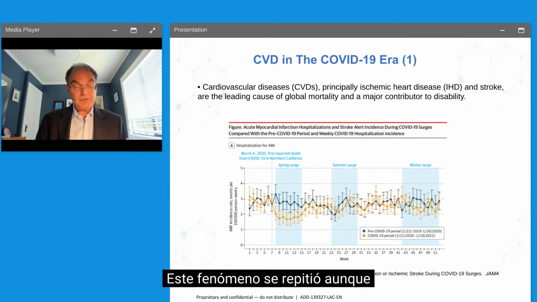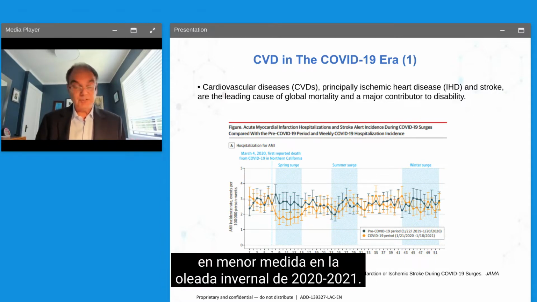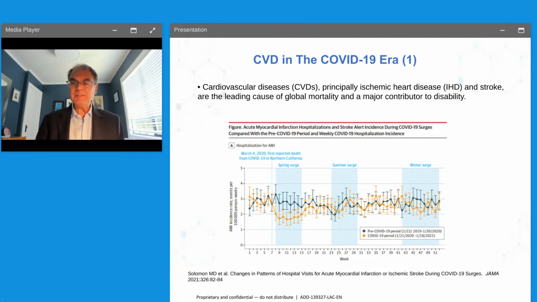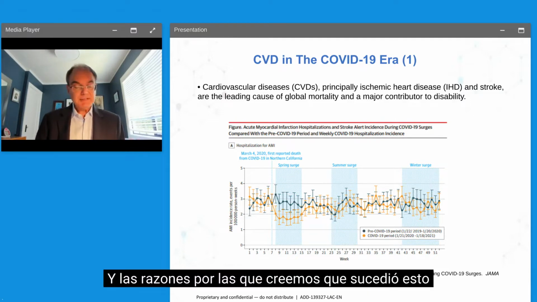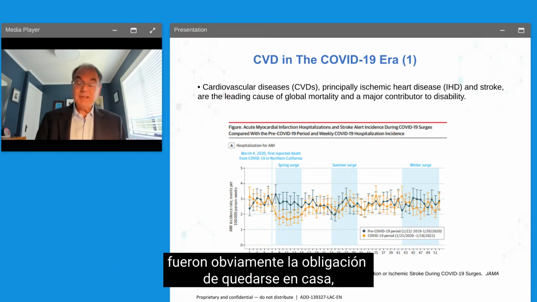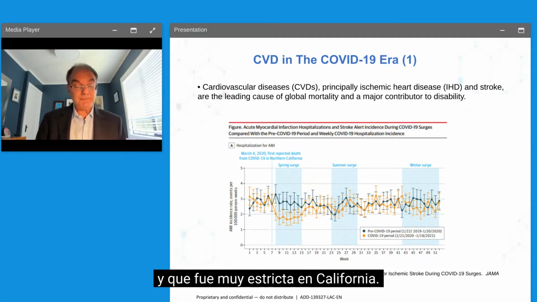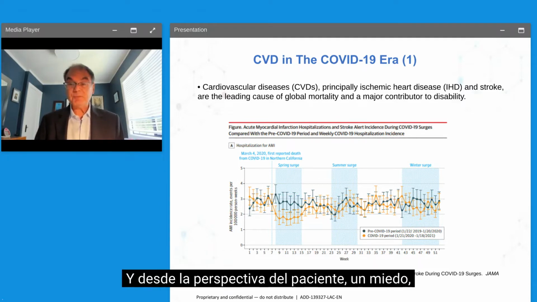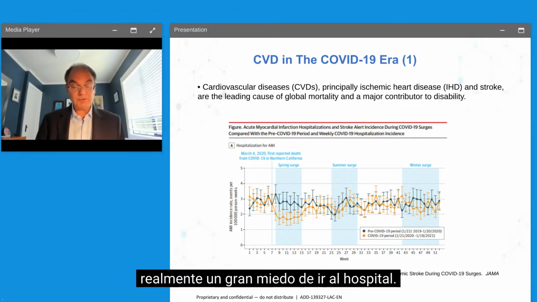This phenomenon recurred, even though to a lesser degree, in the winter surge of 2020-2021. And the reasons we believe this happened were, obviously, the stay-at-home mandate, very strictly observed in California. And from the patient's perspective, the fear, really real fear of going to the hospital.